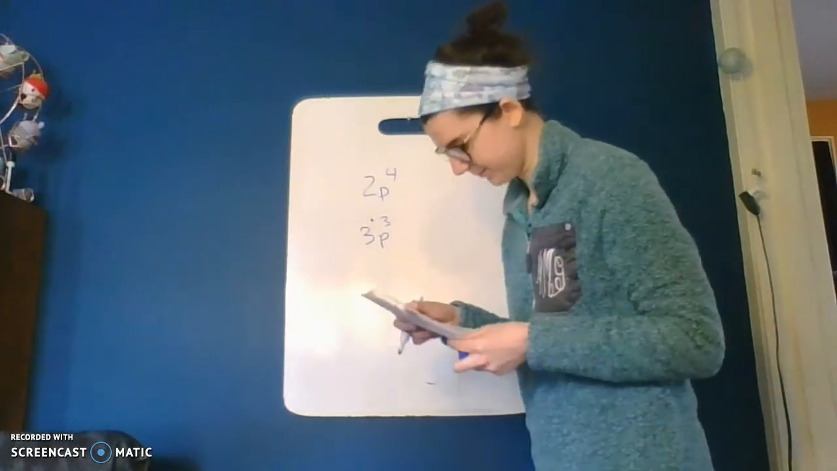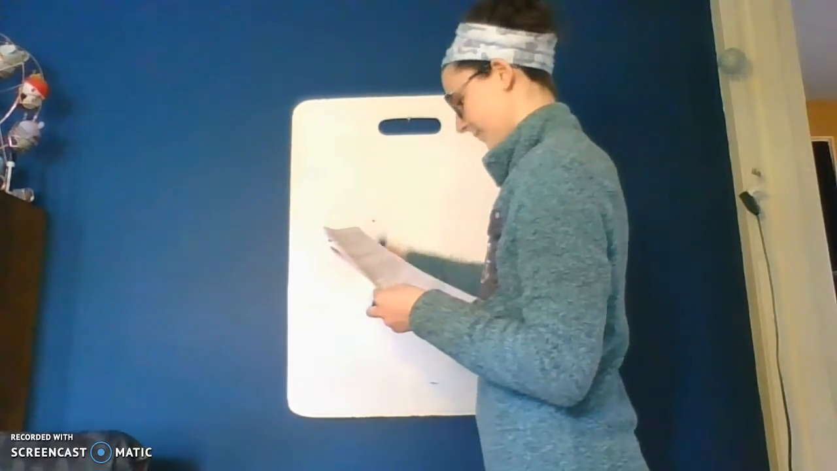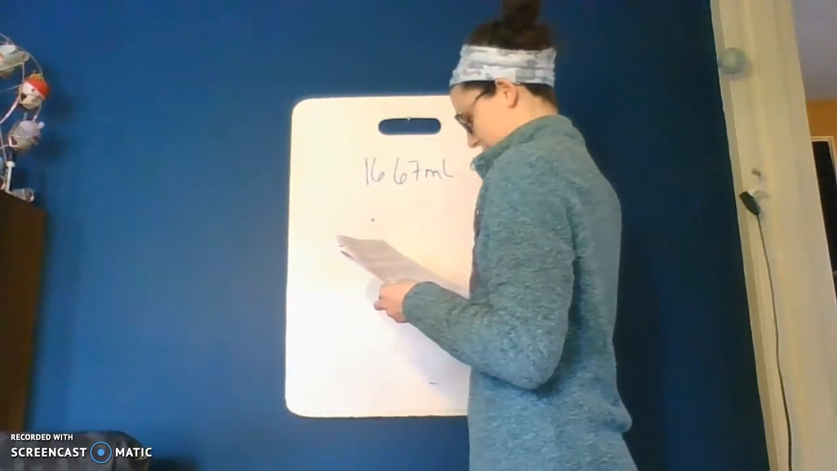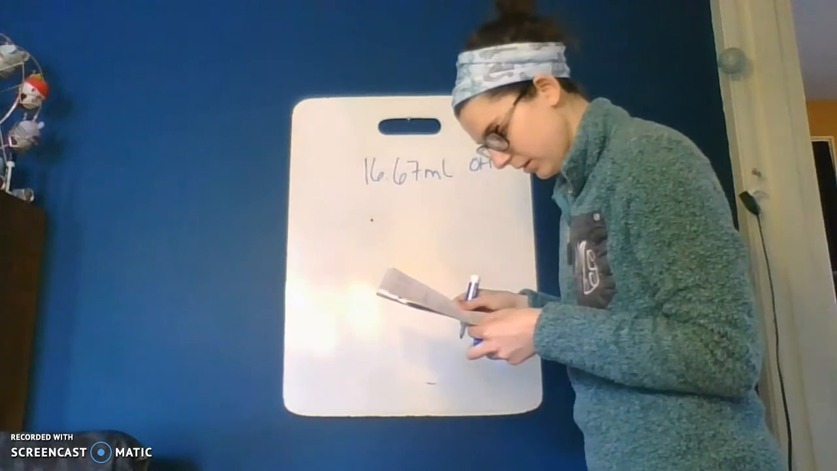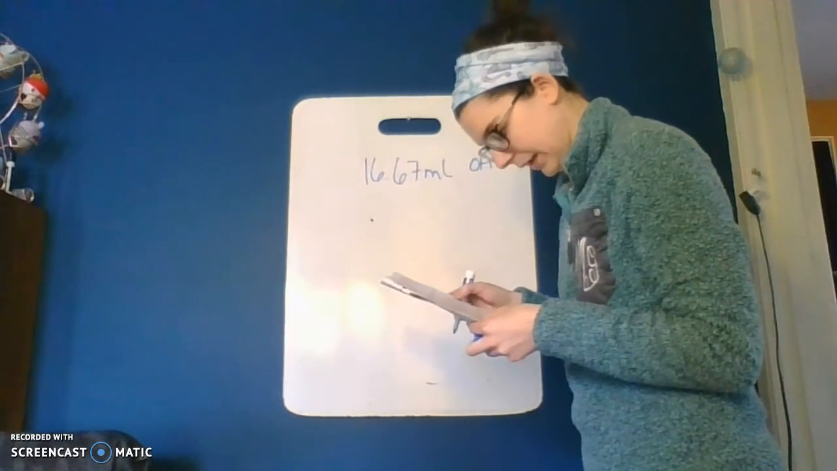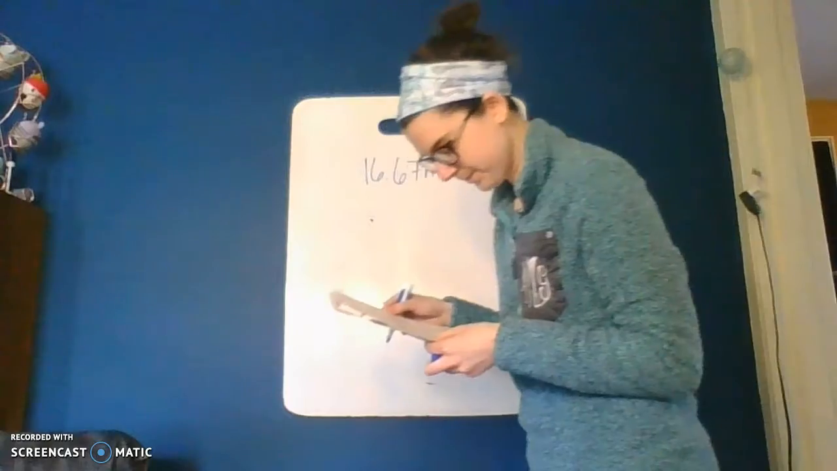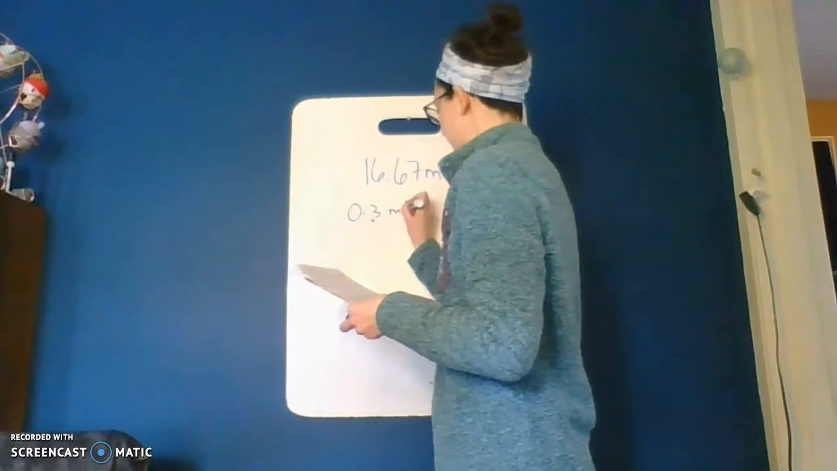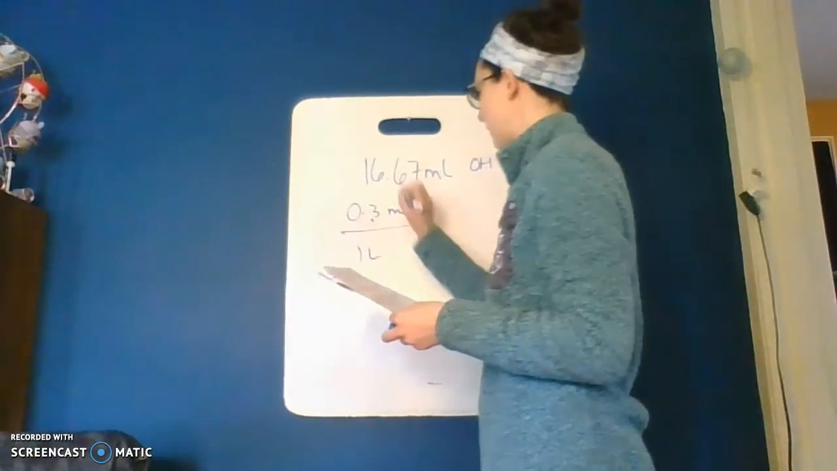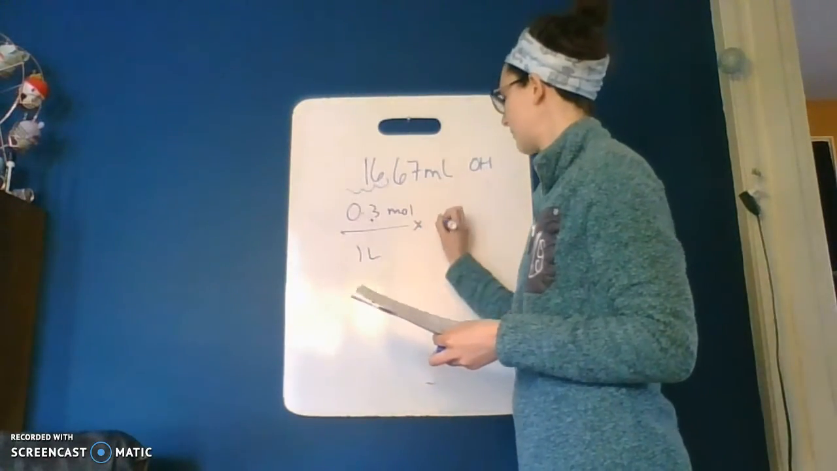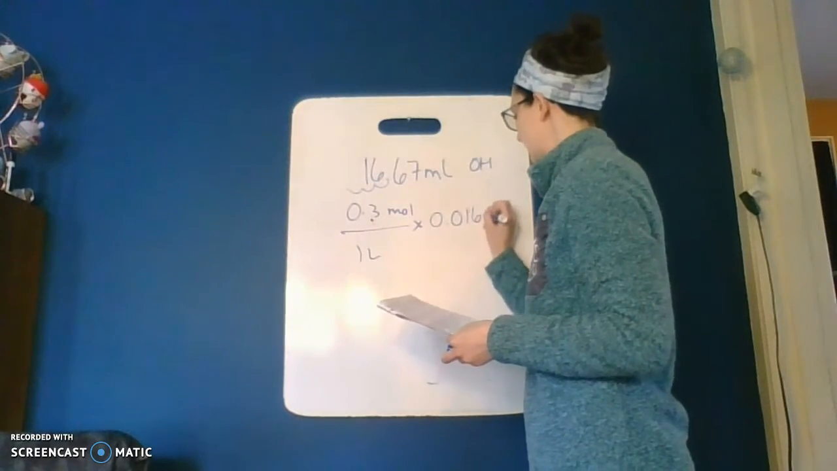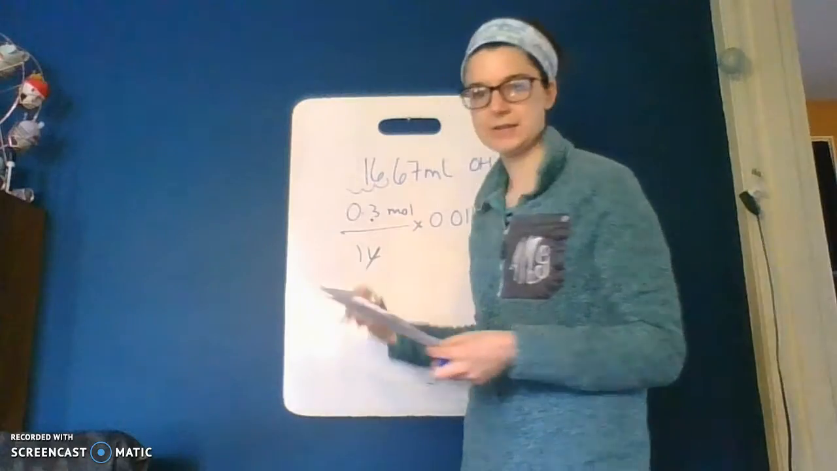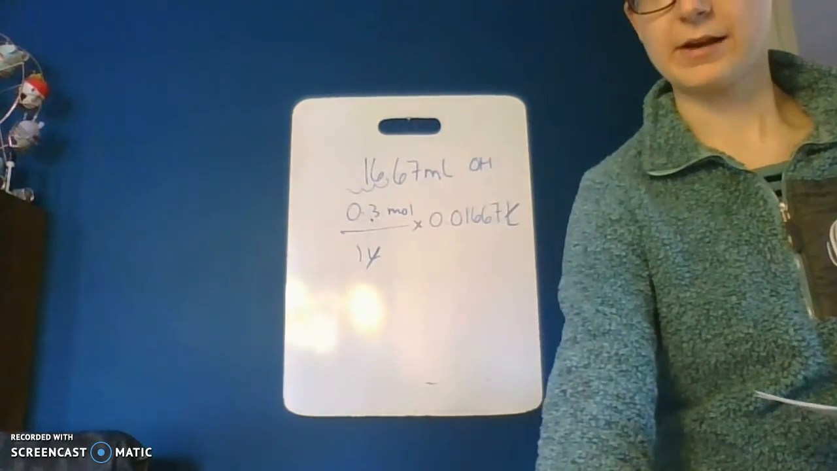So we're dealing with trial 1 here. We know that we have dispensed 16.67 milliliters of OH, and they go to an endpoint, right? Yep. So we're going to take the concentration, which is 0.3 moles of NaOH per 1 liter, and multiply by this volume, which if we convert to liters would be 0.01667 liters. Our liters is going to cancel, and then we're going to get moles for that reaction.